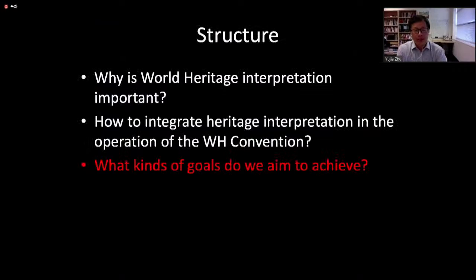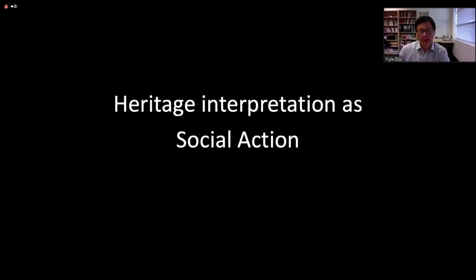One more question still remains. What goals of heritage interpretation should be achieved? I argue that heritage interpretation should not only reflect and represent what we have done in the past, but also serve as a tool of social action to reorient our relationship with the future and our relationship with others.